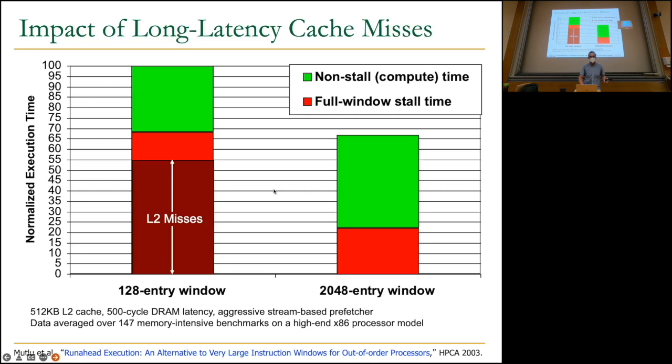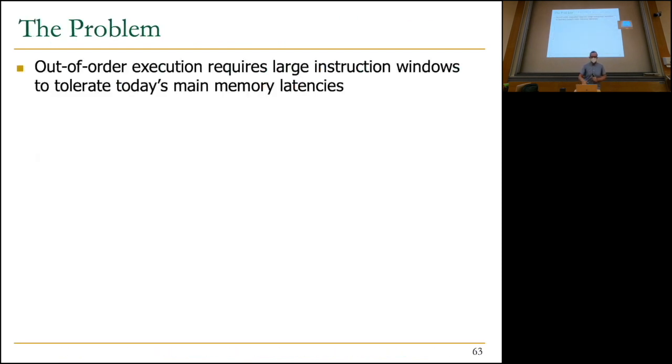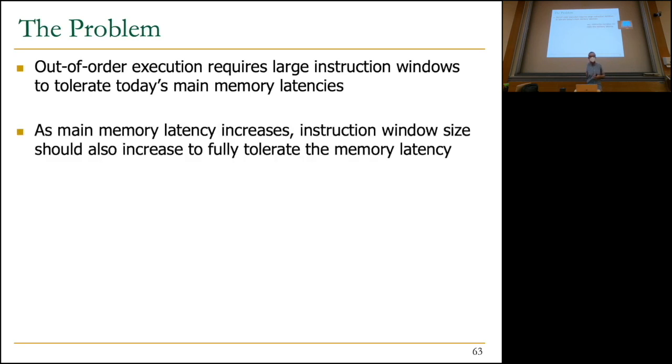Now, if you increase the window size to 2048 entries, unrealistically, especially at that time, you gain performance, on average more than 30%, which is pretty good across hundreds of workloads. But still you stall. L2 misses are so costly that you keep stalling. So clearly, out-of-order execution requires large instruction windows to tolerate the main memory latencies we experience today. You got an example of what it used to be with the VAX 11/780 and Titan processor in Norm Jouppi's paper. As main memory latency increases, the instruction window size should also increase to fully tolerate that latency.